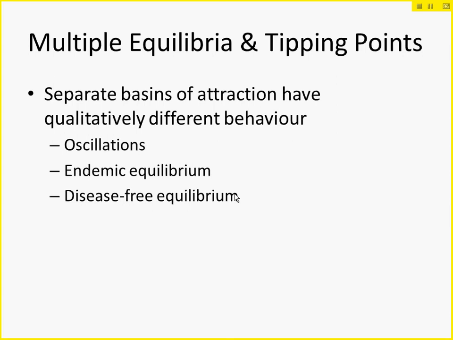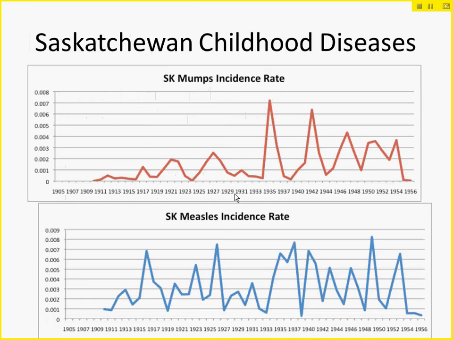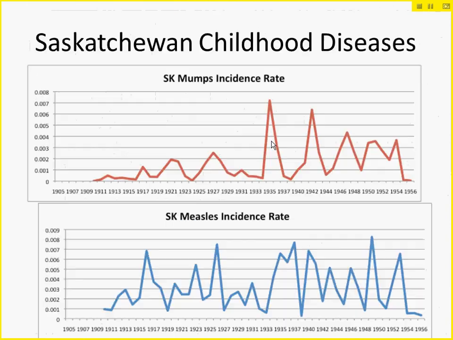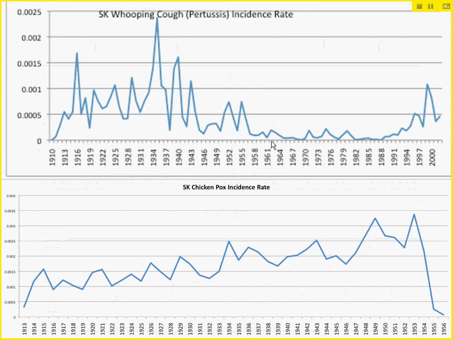Another example would be the sorts of infections we saw here in Saskatchewan. You notice that these end, not coincidentally, in about the mid-50s here. Here's 1945. And why do you think that is? Why do these time series sort of all end mid-century? Mandatory vaccination. Yeah.